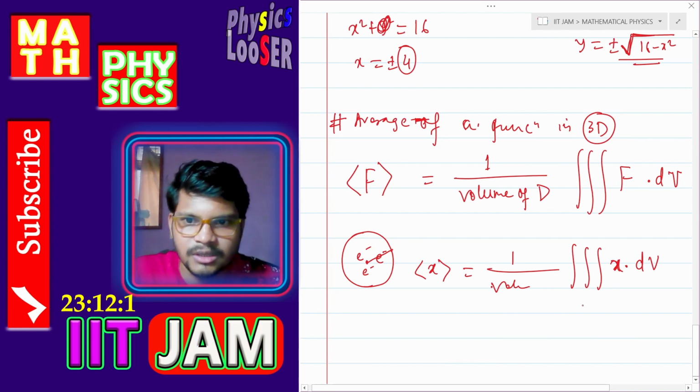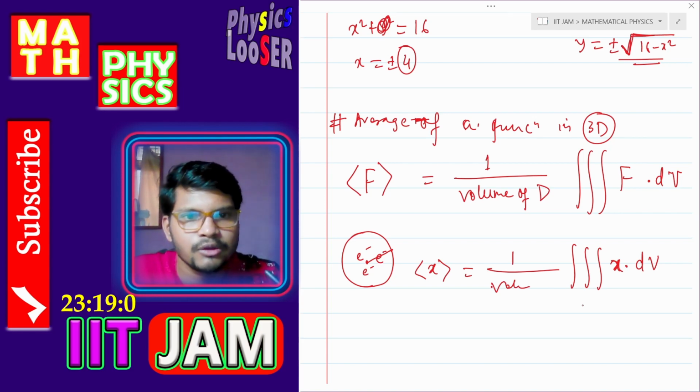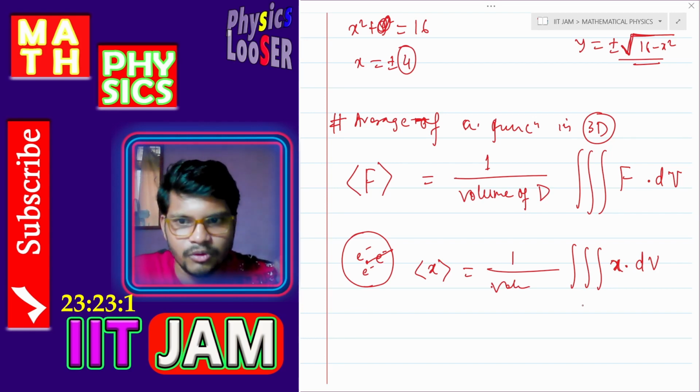So you cannot locate the exact location of the electron. What you can locate is the average position of the electron in the particular vicinity. Okay, so this is how we can easily find it.